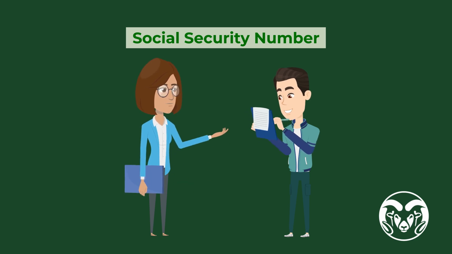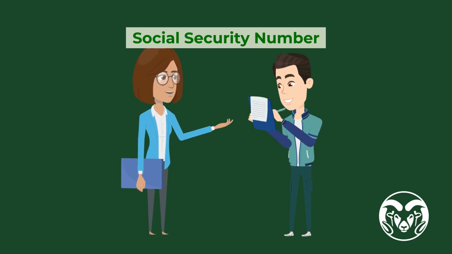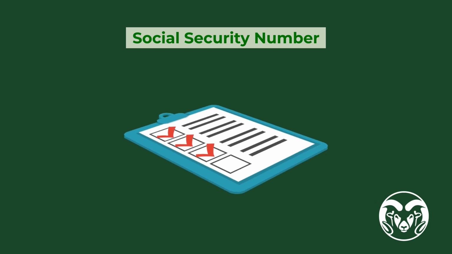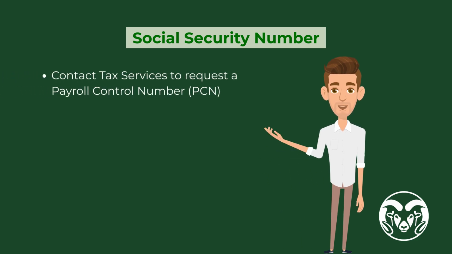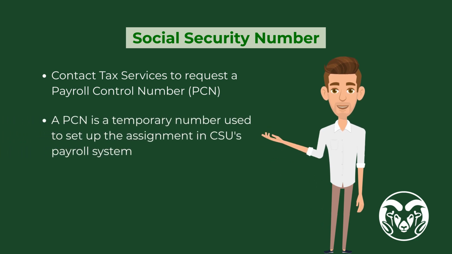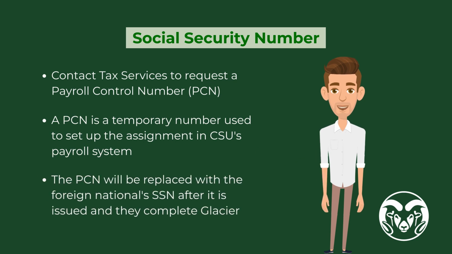If a new hire needs to start working before receiving their SSN, that's okay. But they must provide a receipt showing they have applied. HR professionals may contact Tax Services to request a Payroll Control Number, or PCN. This is a temporary number used to set up the assignment in the payroll system. It is replaced with the foreign national's actual Social Security number after it's issued and they've completed Glacier.